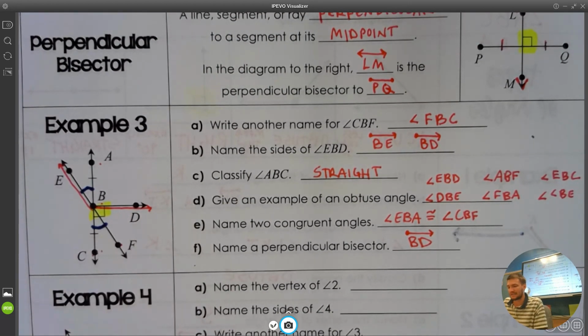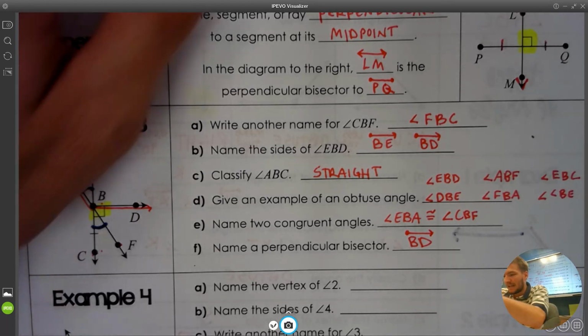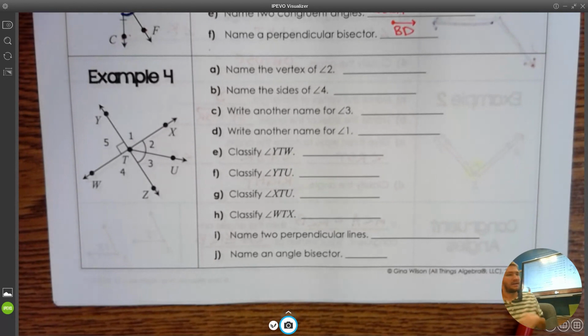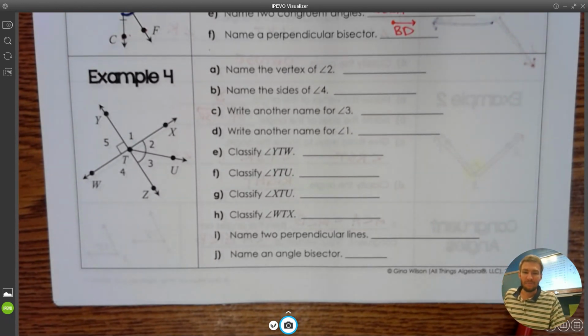All right. Example 4. I've been doing so much talking, and I apologize for just going on and on. Try example 4 on your own. See how it goes. I got the answers. I'll come around, see how you did. Let's try it out.